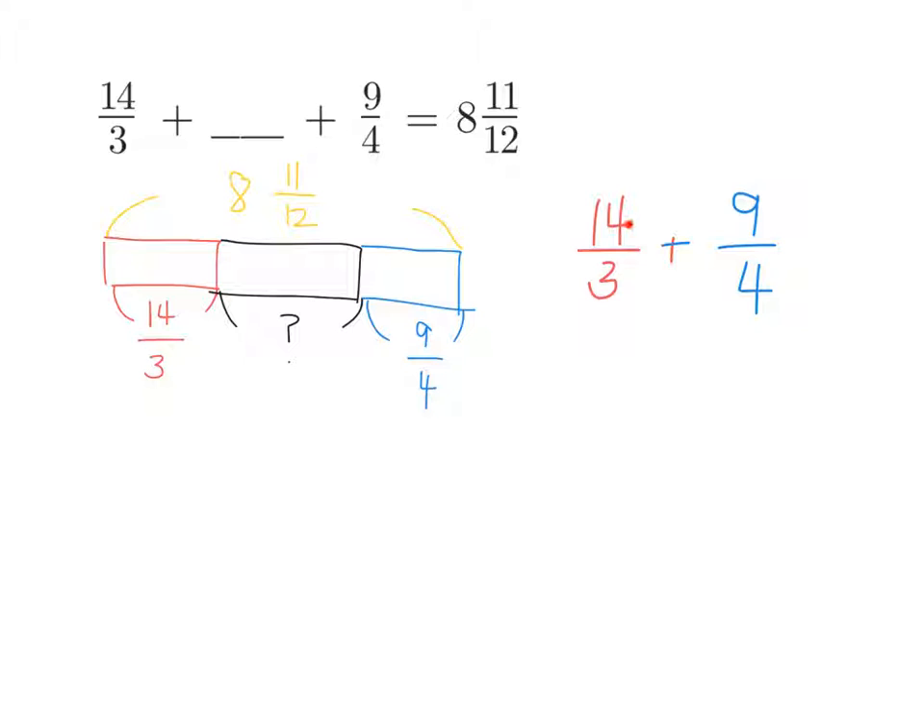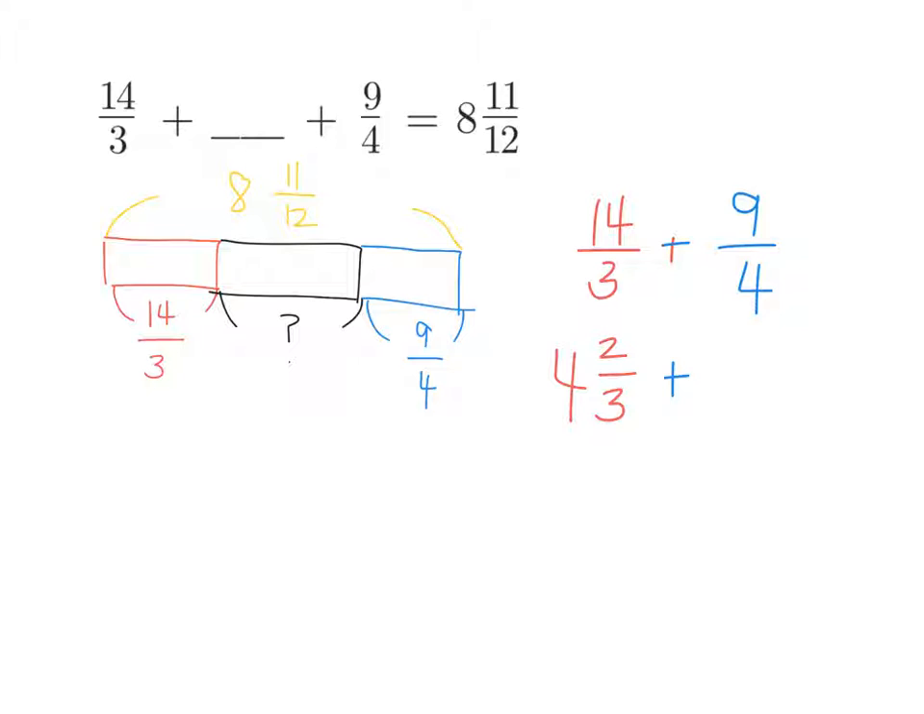How about 5 wholes? 15. It would take 15 thirds. Do I have 15 thirds? So how many wholes do I actually have? 4. And then how many thirds do I have left over? Okay. I have 4 and 2 thirds. And I have to add 9/4.